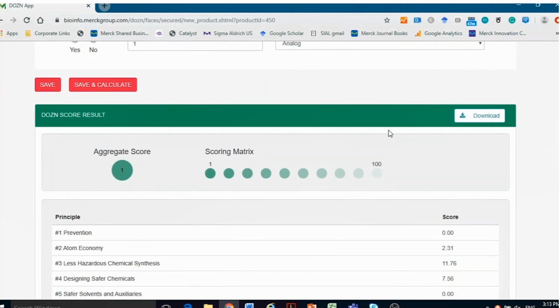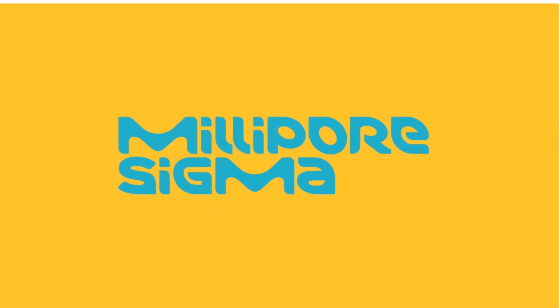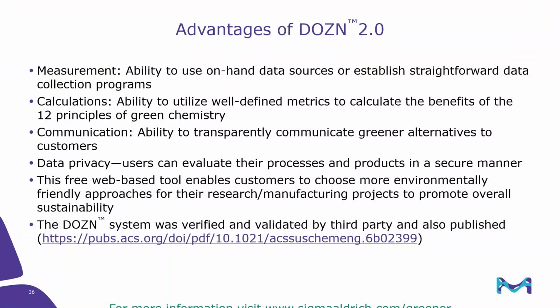I know it's faster, but we can help you to get started. Advantage of DOZN 2.0. So the measurement is easy, because we are using the on-hand information, we don't have to spend money to do the calculation. Calculation is really easy because we are using the benefits of 12 principles of green chemistry. So now we can communicate clearly to the customer, transparently. This is what the metrics behind what's green means.